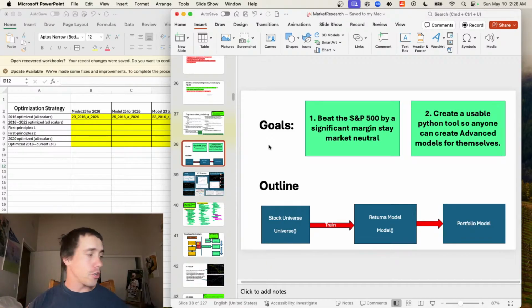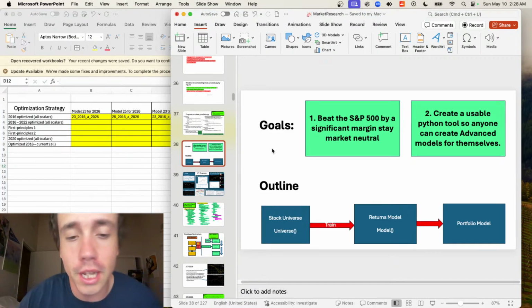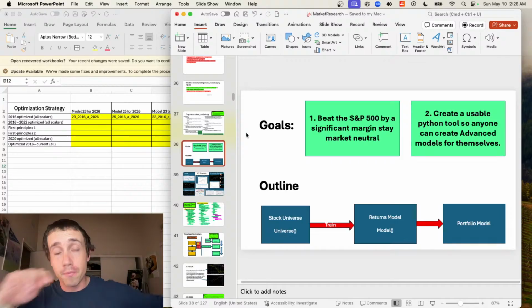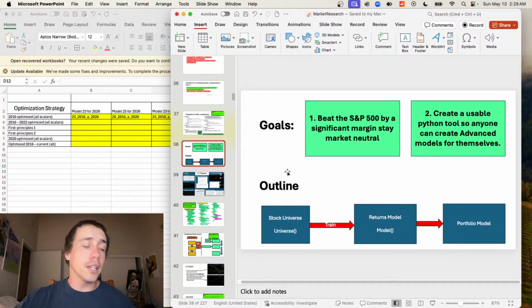So my first goal is to beat the S&P 500 by a significant margin while staying market neutral. The S&P goes up on average 6% per year. I want to do significantly better than that and return 18 to 24% per year. It should also be market neutral, so it should reliably give the returns whether we're in a bull market or a bear market.